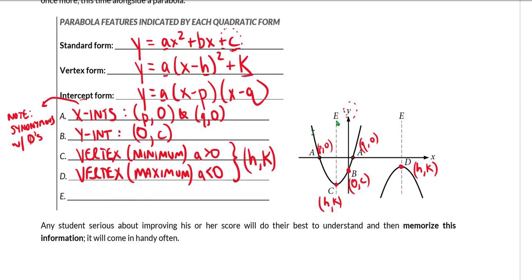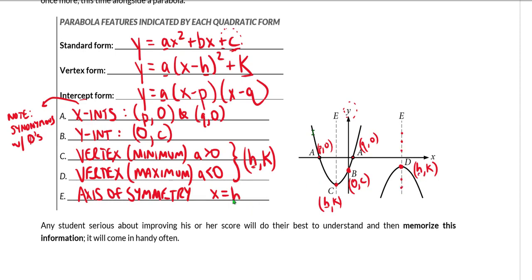And then, of course, that dotted vertical line that goes through each of those vertices, the minimum or the maximum, that is your axis of symmetry. And the equation for the axis of symmetry is simply x equals h. In other words, along that vertical line, x equals the value of the x coordinate at the vertex. All of the x coordinates of all of the points on that vertical line will also be h.